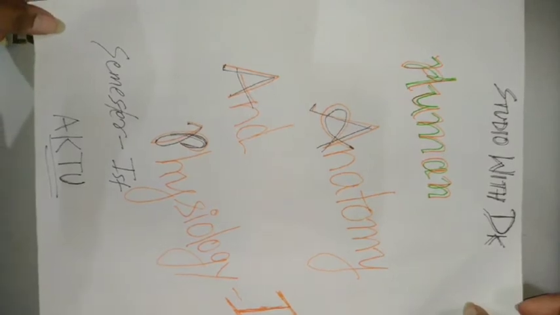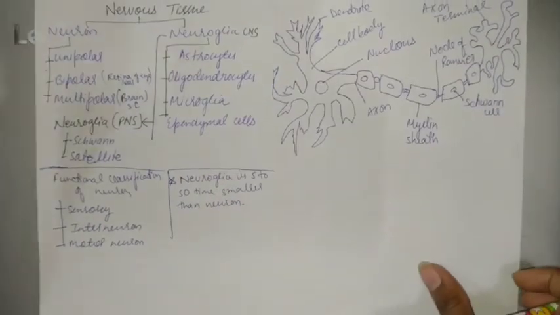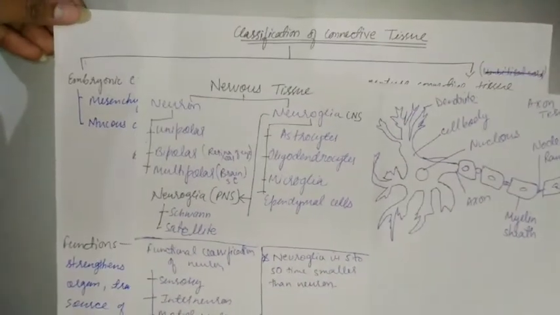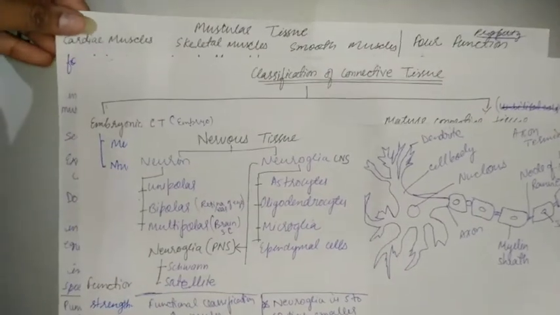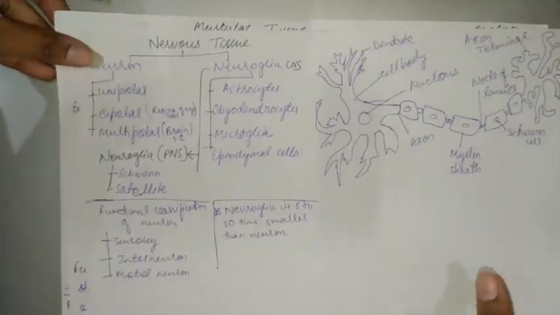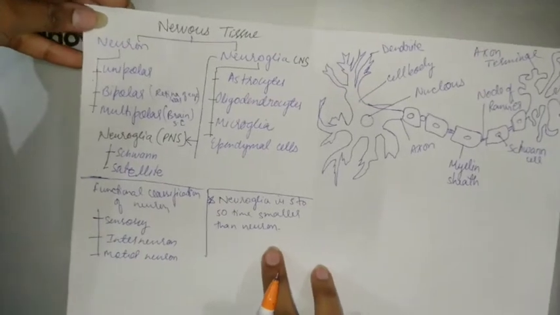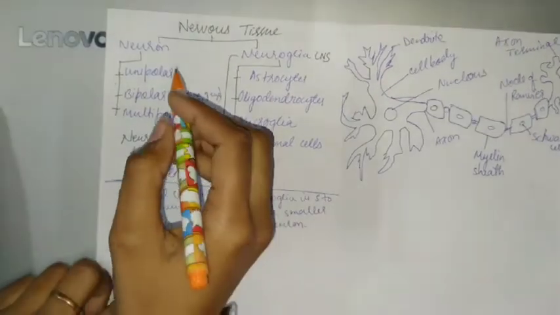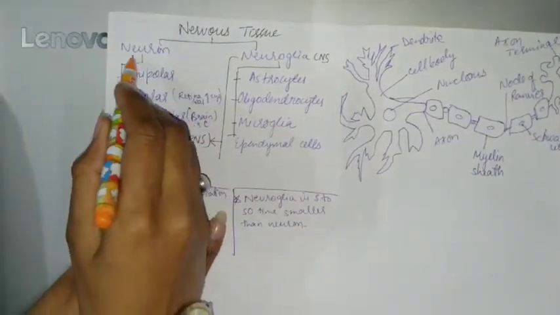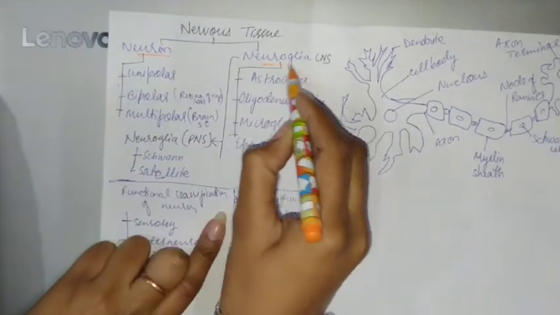So here we go with our next topic of human anatomy and physiology, the three tissues: nervous tissue, classification of connective tissue, and muscular tissue. Let's start with nervous tissue. Nervous tissue is divided into two parts, or you can say classification of nervous tissue. First neuron and second is neuroglia.